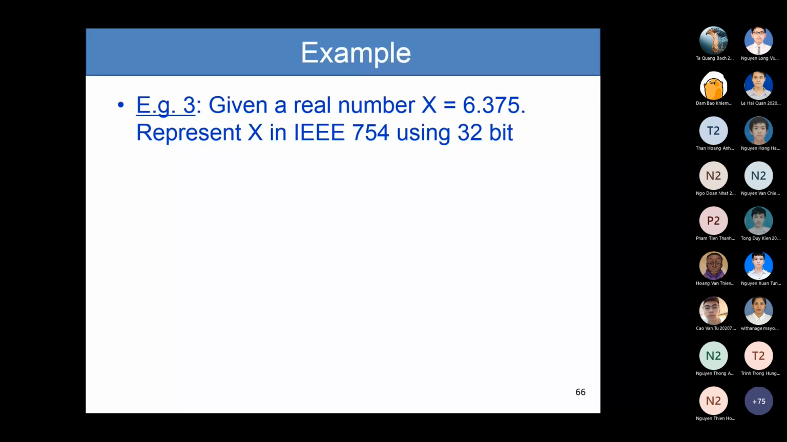So now you know the way to find the representation of a real number using the IEEE format. First we convert the number from the decimal system into the binary system, and then we write it using a floating point number, and from that you can find the information of the exponent and mantissa here. Okay.